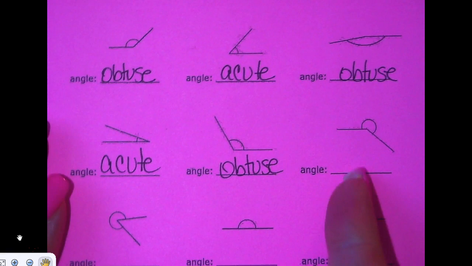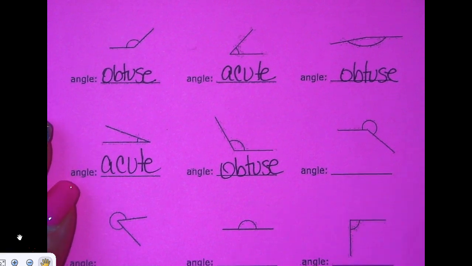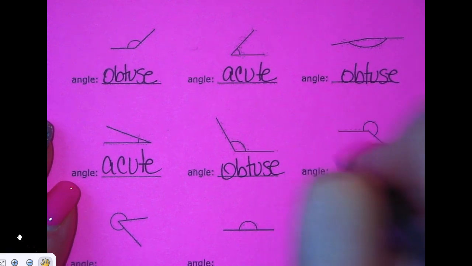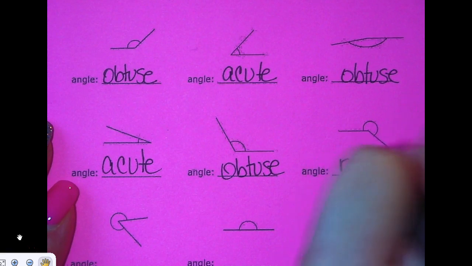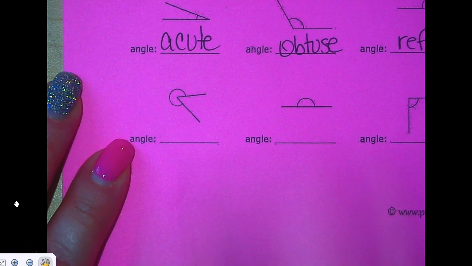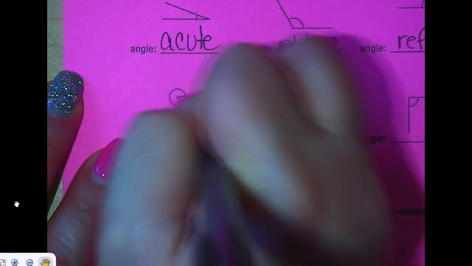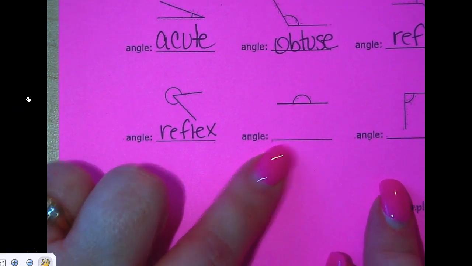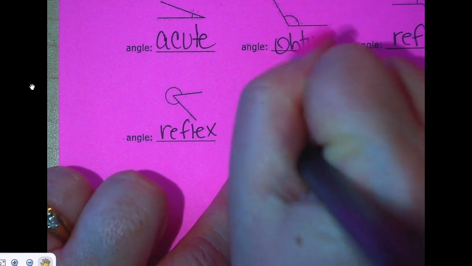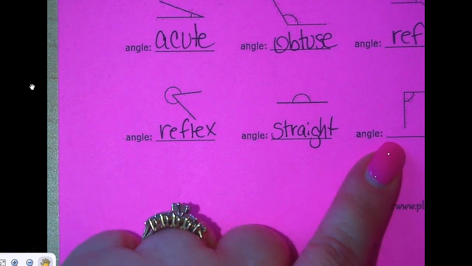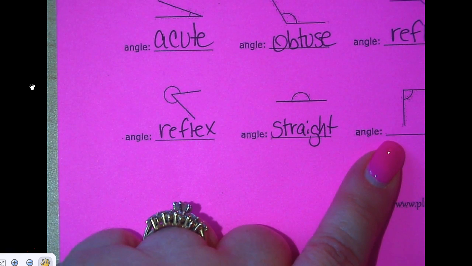This one right here, finishing out this row, EJ. It's reflex, right? Greater than 180 degrees. It's almost a full circle. Reflex. Going to the next row. This first one in the last row, Dominic. Reflex. Say this middle one on this row, Autumn, straight, or 180 degrees. And this last one, Summer, right.